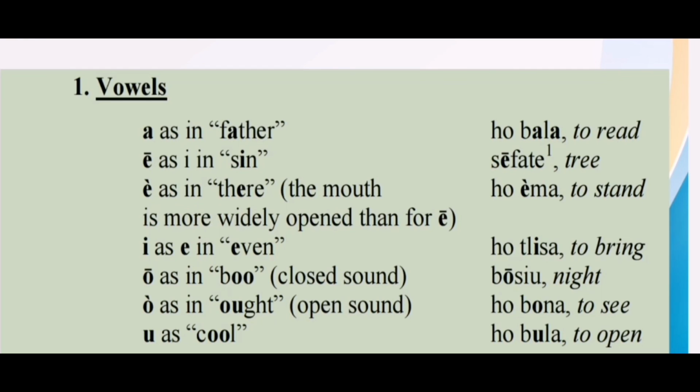And then we've got the letter U, but the sound of this would be as in the word cool. An example in Sesotho is hubula, which means to open. So we've come to the end of our lesson. Please go over it over and over again to understand, and make sure you are able to differentiate these tones, and then it will be so much easier for you to know when to say this sound for this E and when to say this sound for this O.